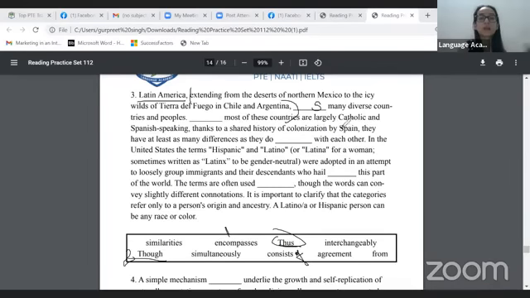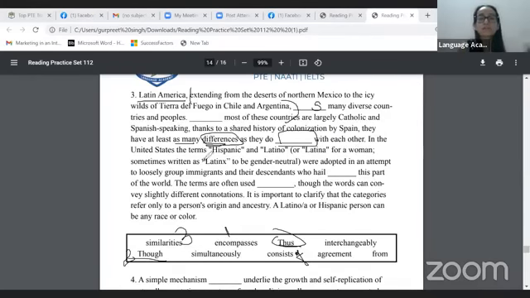Though most of these countries are largely Catholic and Spanish speaking, thanks to the shared history, they have at least as many differences as they do dash with each other. So the noun they have used is a plural noun. So we will also use a plural noun because as many comes with plural. For example, if you create a sentence, I have as many sports shoes as the formal ones, as the formals. So you cannot say I have as many sports shoes as the formal. So you have to be plural again. So as many differences as they do similarities is the only plural noun that we are having in the options.